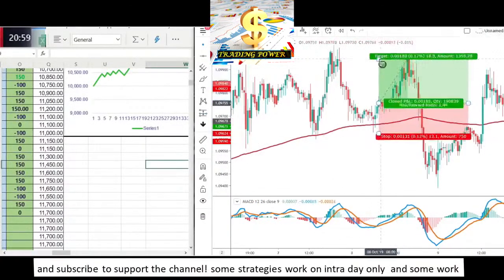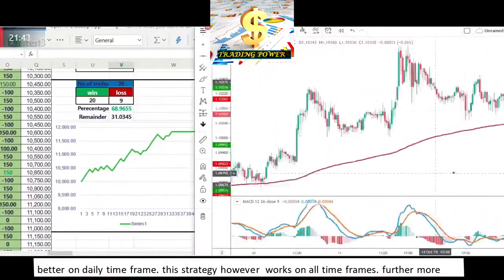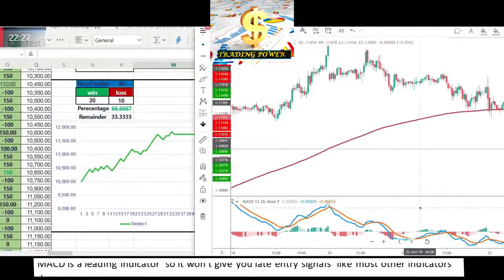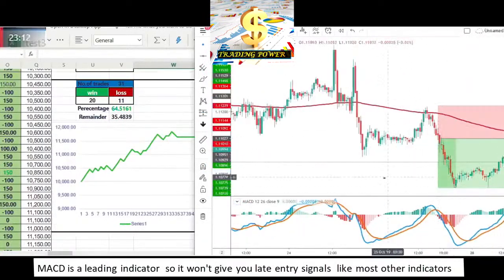Some strategies work on intraday only, and some work better on daily time frame. This strategy, however, works on all time frames. Furthermore, MACD is a leading indicator, so it won't give you late entry signals, like most other indicators do.